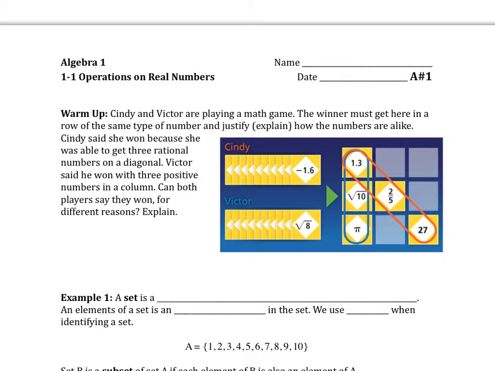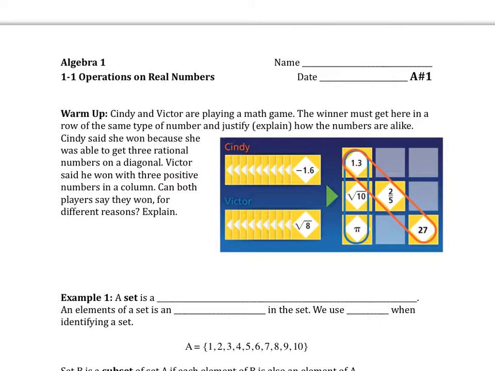So as we look through the operations of real numbers, we're going to look at a warm-up here. Cindy and Victor are playing a math game, and the winner must get a row of the same type of number and justify, that means explain, how the numbers are alike.